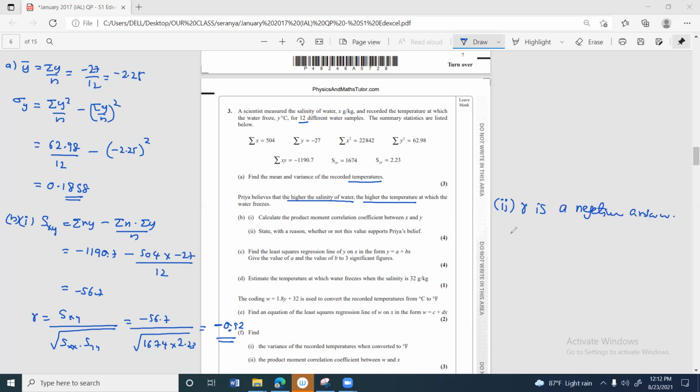So gamma, the product moment correlation coefficient, is negative. Therefore, the relationship is strong, but opposite. Therefore, what she believes is wrong. That's the fact we need to understand from the discussion.